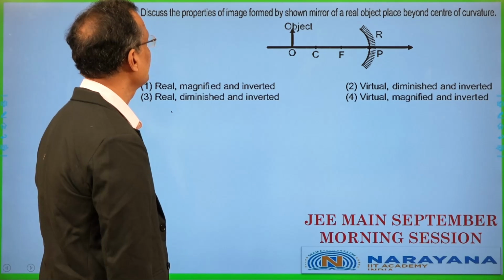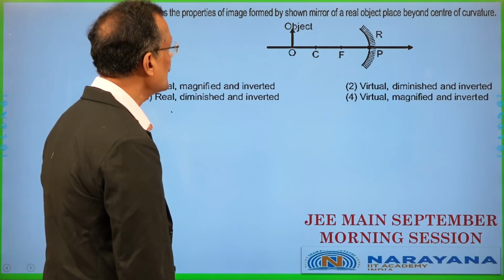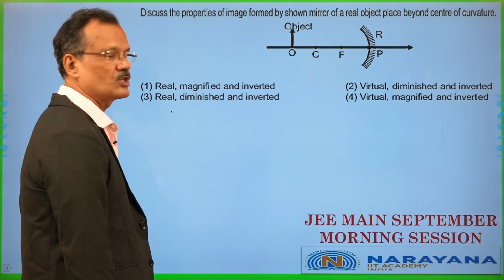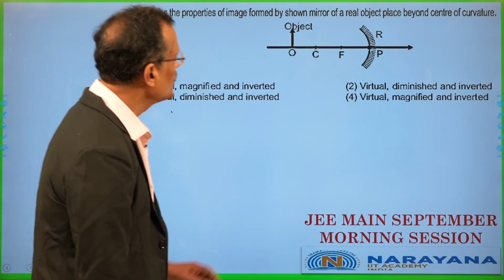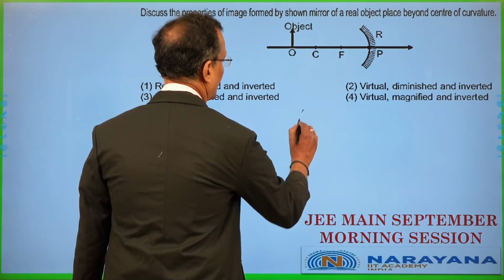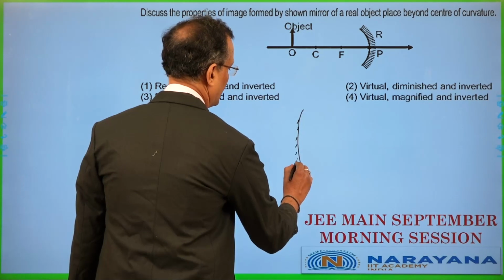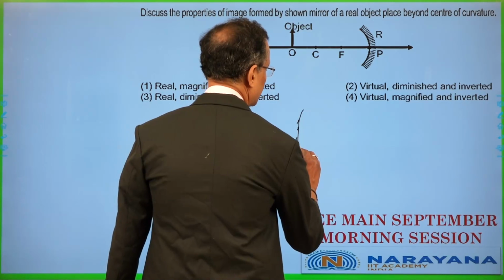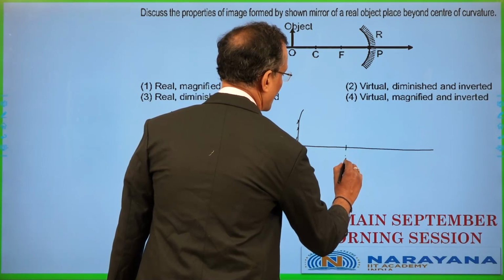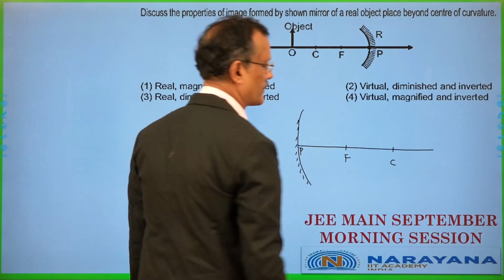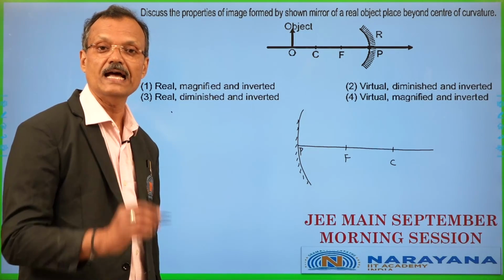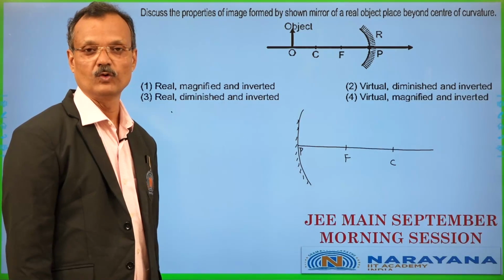Discuss the properties of the image formed by the shown mirror of a real object placed beyond the center of curvature. Check here, you have a concave mirror. I am taking here a concave mirror, right? And this is the principal axis, this is the pole, here is the focus, here is the center of curvature. You know from the definition of focus that if the object is situated at infinity, its image is formed at the focus.